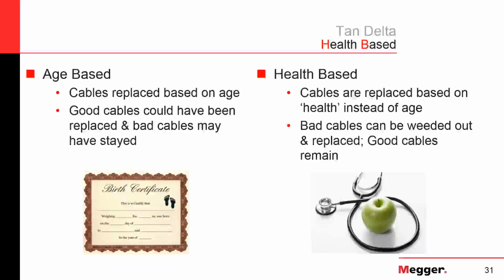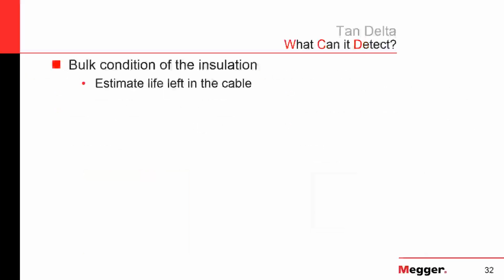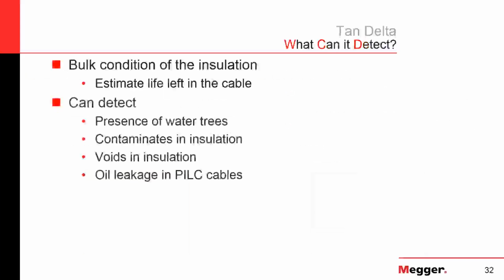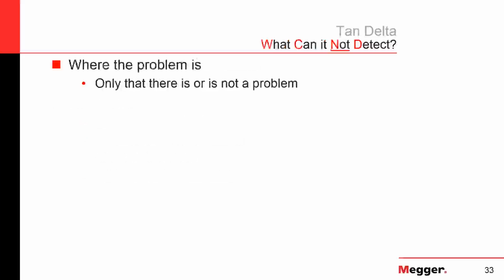In this way, we can weed out the bad cables and replace them while leaving the good cables in and not wasting money on replacing good cables. So what is it able to detect? It can give you an estimate of the life left in the cable based on the bulk condition of the insulation. We can look for water trees, contaminants in the insulation, voids in the insulation. If we're using paper lead cables, it can detect things like oil leakage or dry spots in the cable, those type of things.